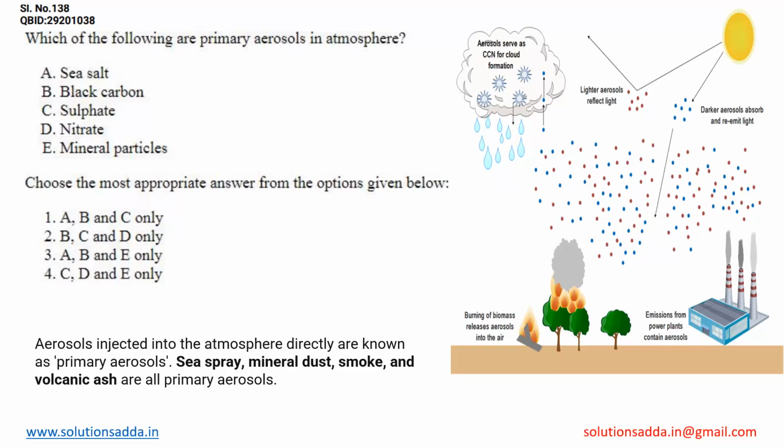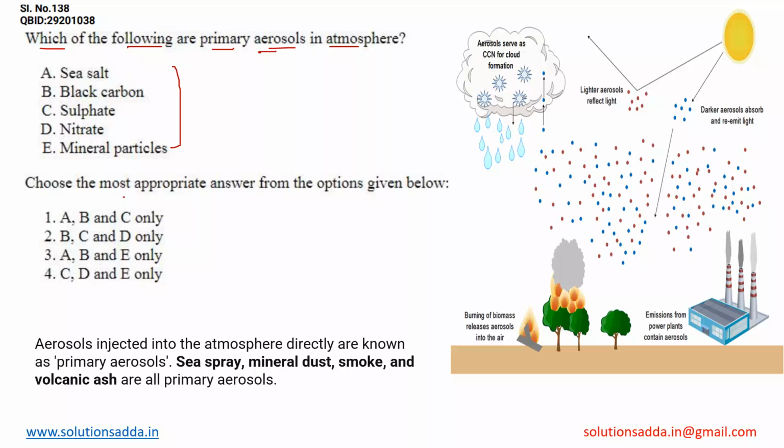Hello everyone, this is question number 38. Which of the following are primary aerosols in the atmosphere? Options are given A, B, C, D and E. Choose the appropriate answer from the options given below. Basically, we need to find out which are the primary aerosols. There are more than one.